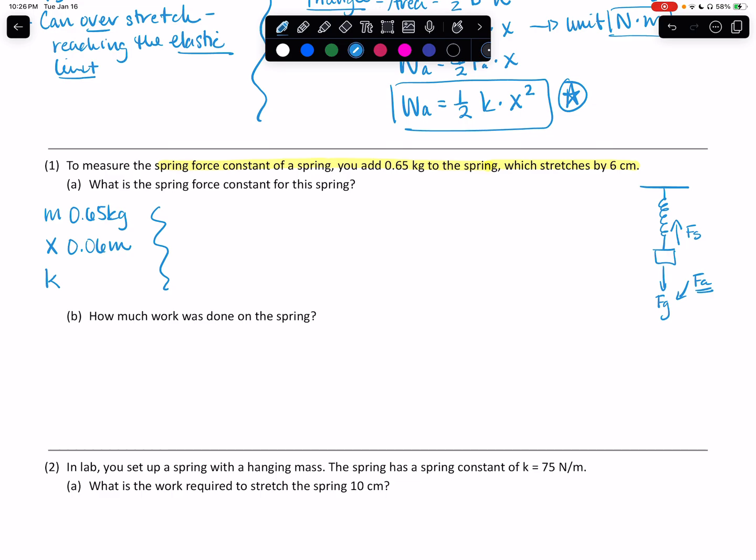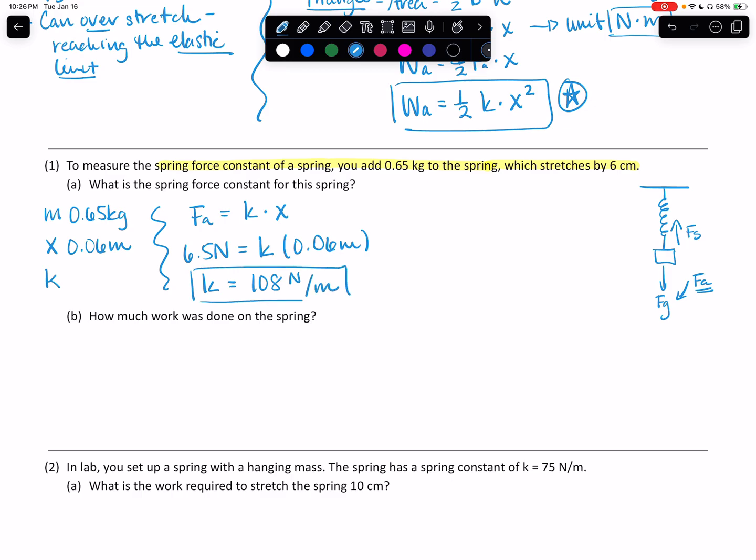All right, so I know that the applied force has to be equal to the spring force constant times my displacement. So Fg is going to be equal to 0.65 times 10. We'll do 10, so 6.5 newtons. Now, if you're in the lab, you should not use 10. 9.8 is more accurate. And then our displacement of 0.06 meters. So our spring force constant here is going to be around 108 newtons per meter.